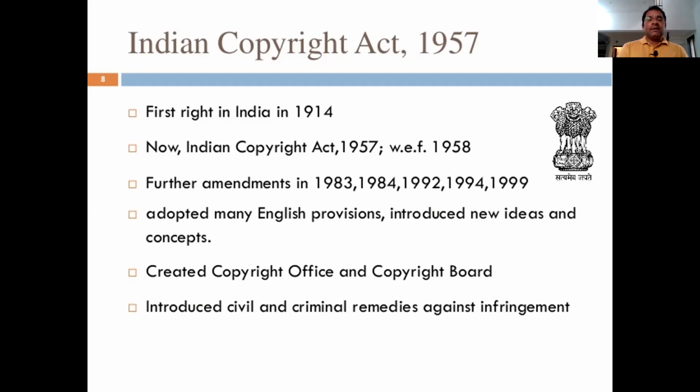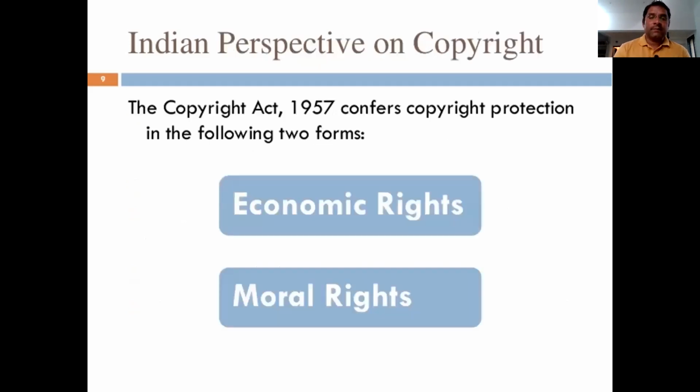This act created the Copyright Office and the Copyright Board, in which you can file an appeal. In the Copyright Office, you can apply for protection of the copyright or registration of copyright. It also introduced civil and criminal remedies against infringement. Now, what do you mean by infringement? If anyone copies without the permission of the real owner, then that act amounts to infringement of copyright.